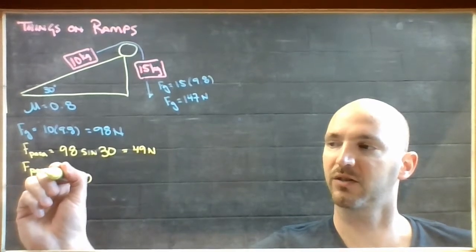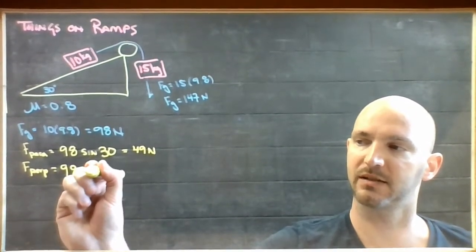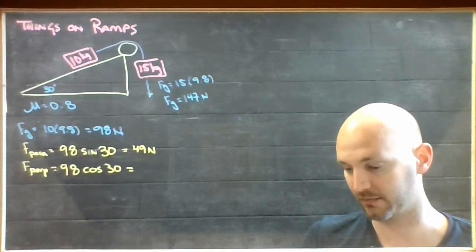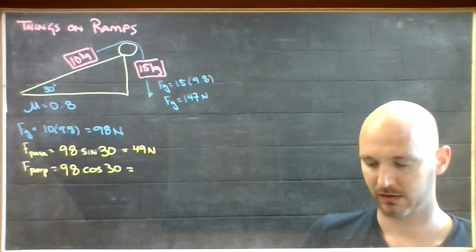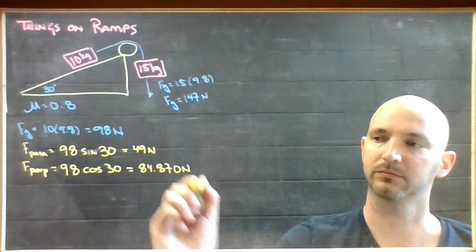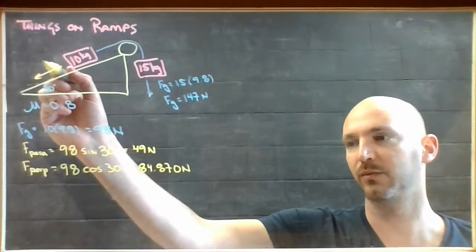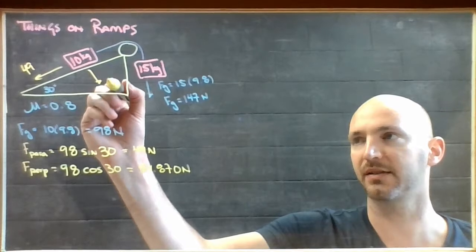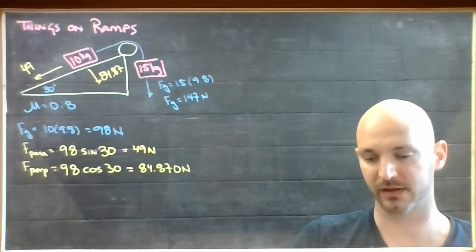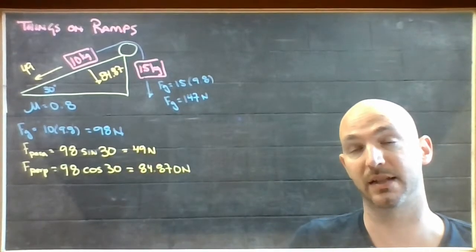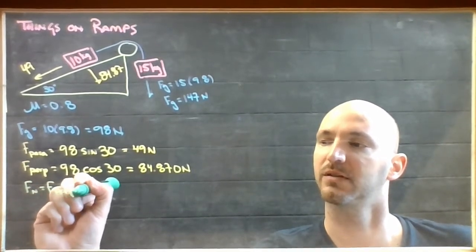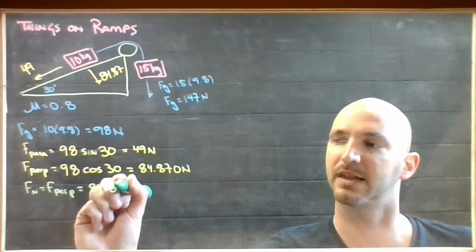There will also be a perpendicular piece to this gravitational force, which will be 98 cosine of 30. Cosine 30 is root 3 over 2. I can't do that times 98 in my head. 84.870 newtons. So I've got my parallel piece, which is 49, and I have my perpendicular piece, which is 84.87. Immediately after that, I can identify the normal force. The normal force has to be strong enough to counter this, otherwise the 10 kilogram block would crush its way through the wedge. So the normal force has to equal the perpendicular force, which happens to be 84.870 newtons.